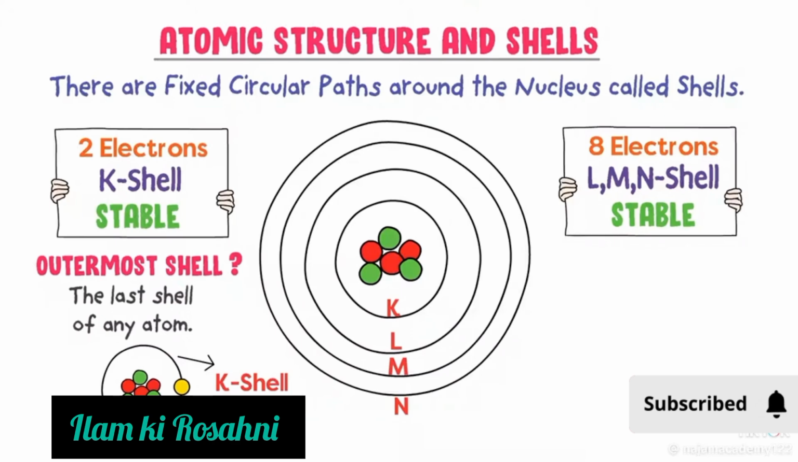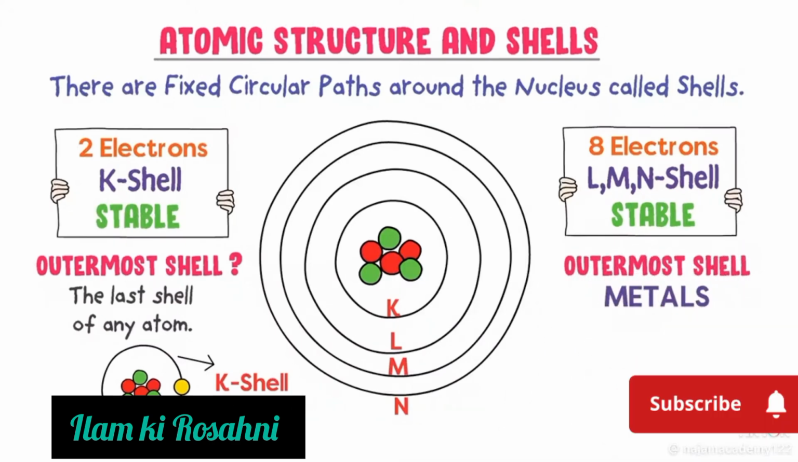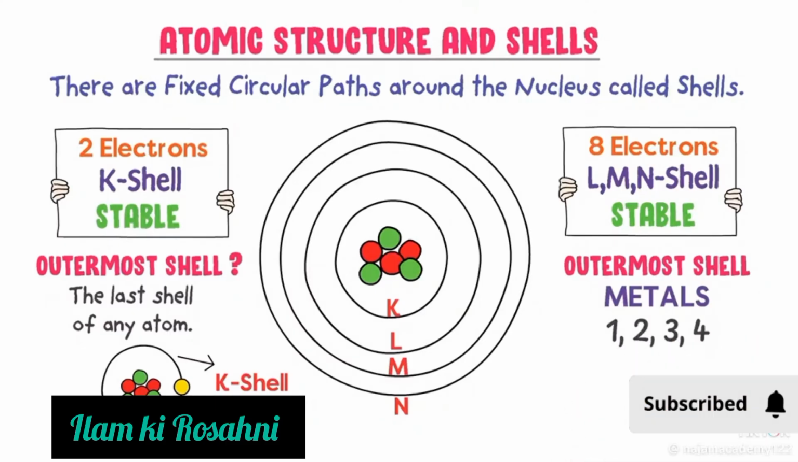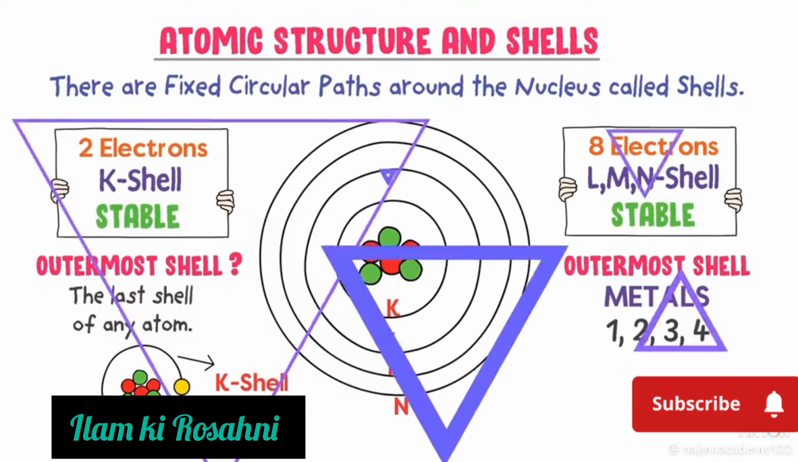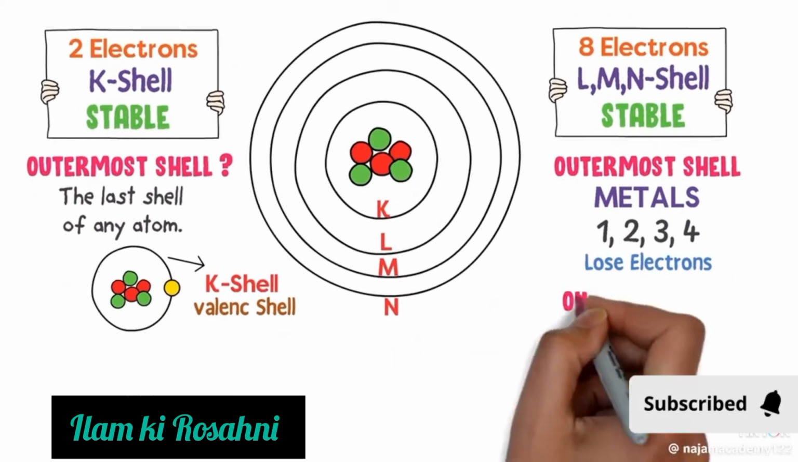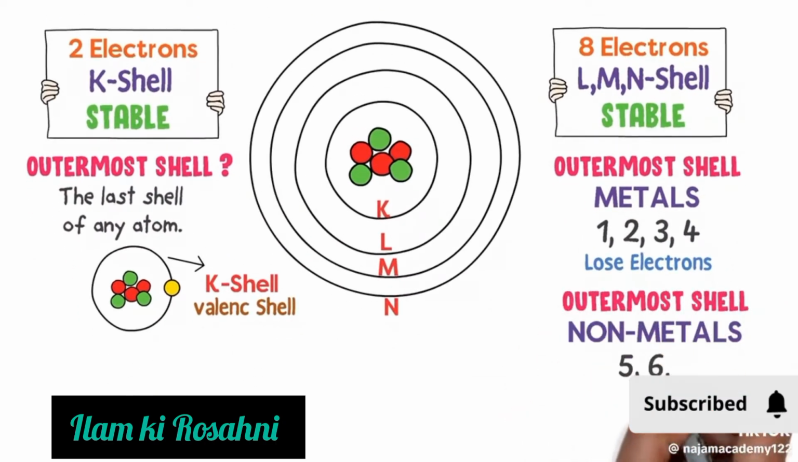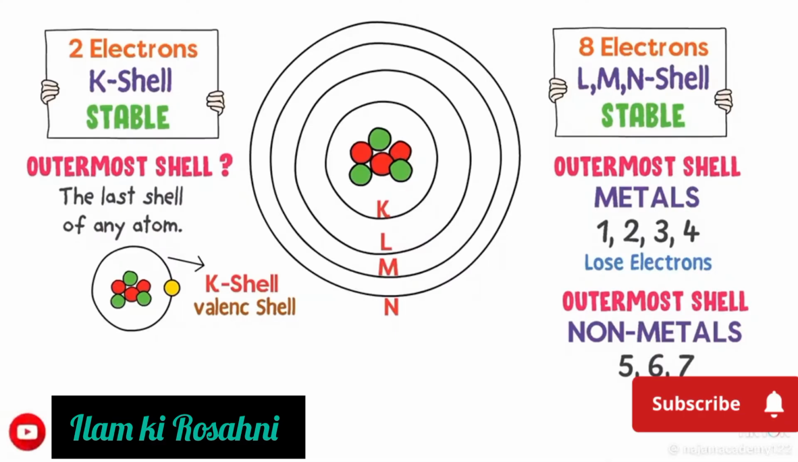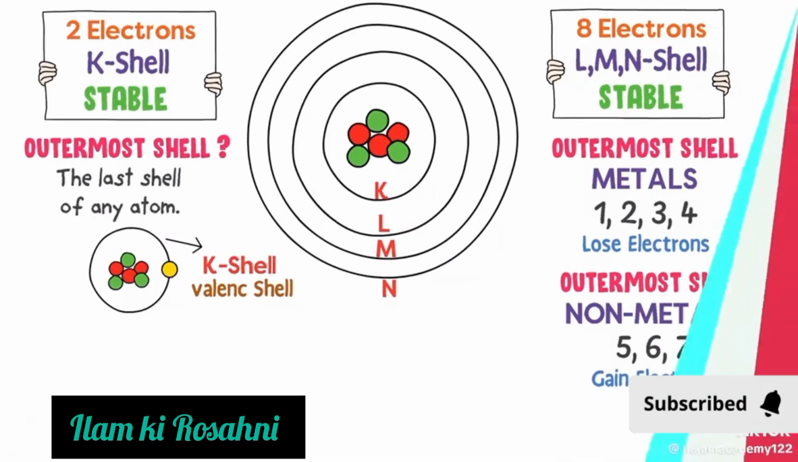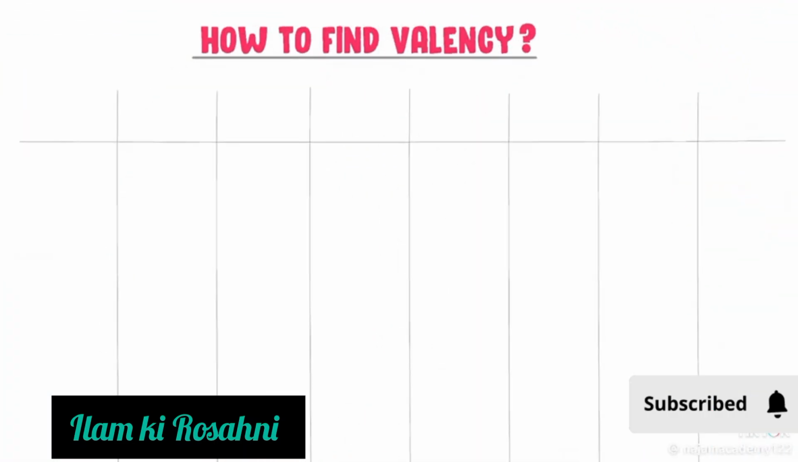Also you should note it down that in the outermost shell of metals, there is either 1, 2, 3 or 4 electrons, and metals lose electrons, while in the outermost shell of nonmetals, there are 5, 6 or 7 electrons and nonmetals gain electrons. Now how to find valency of an element or atom?